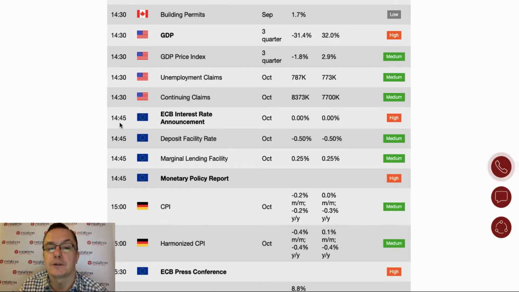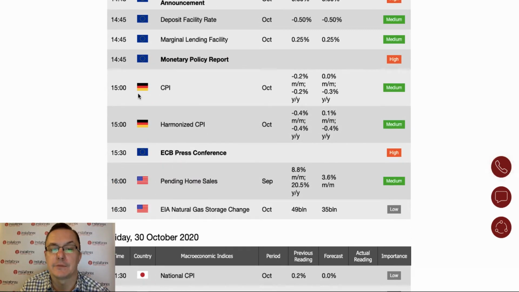And at quarter to three, the interest rate decision from the Eurozone, and of course we will have the deposit facility rate and marginal lending facility data as well, and the monetary policy report will be released at the same time. So interesting data from the US, from the Eurozone, and from Germany, CPI and harmonized CPI data to be released at 3 o'clock. Press conference from the ECB at 3:30. This will be very, very interesting.